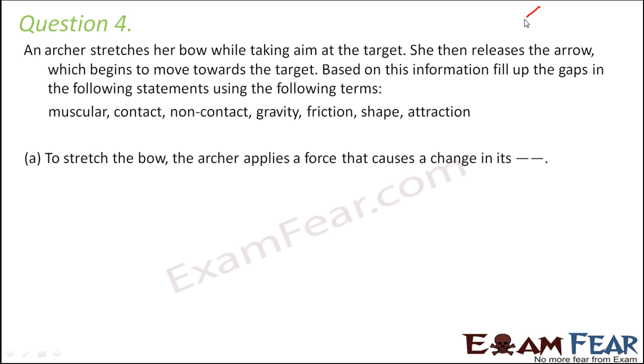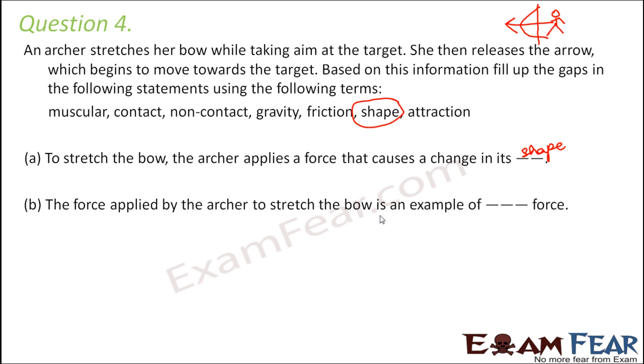Now how does a bow and arrow look like? So this is the bow, and this is the arrow. So now when the person, this is the person, is trying to stretch it, in that case what is changing? The shape of the bow is changing, correct? So it is causing a change in shape. So we have already used this word.